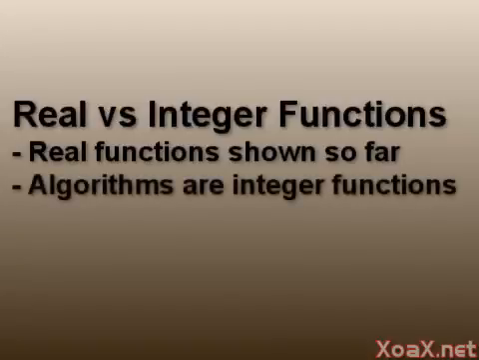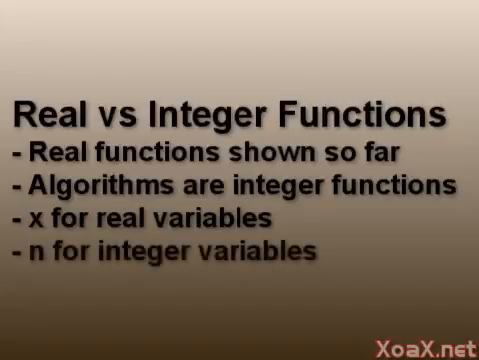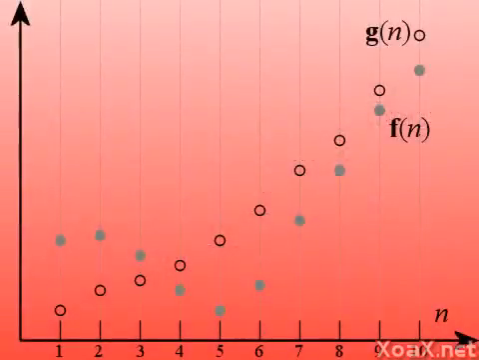For algorithms, the input size is generally a positive integer, like the size of an array for a sorting algorithm. In this case, we can think of our f and g as functions on the positive integers. In mathematics, x is used to signify a real variable, while n is used to signify an integer variable. Like Hungarian notation in programming, this notation allows us to see more immediately what is going on, so we will use it.